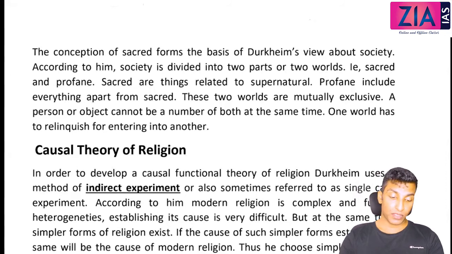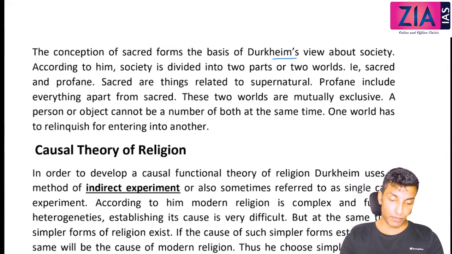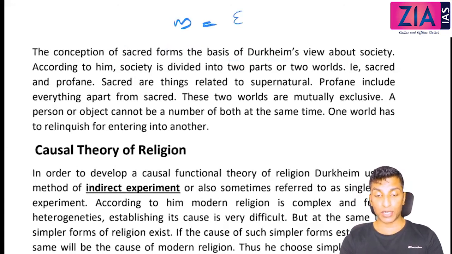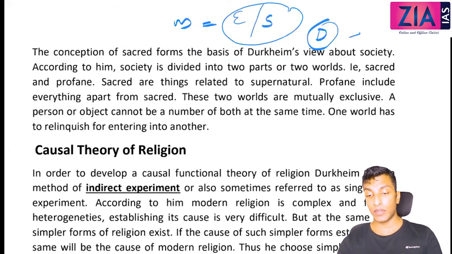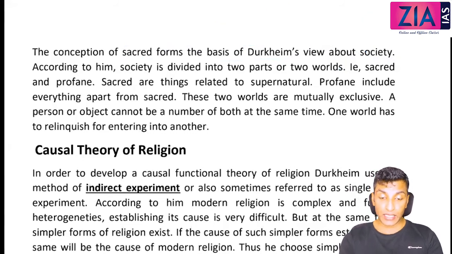The conception of sacred and profane forms the basis of Durkheim's view about society. For example, when we discussed Marx, we discussed in terms of economic infrastructure and superstructure. When we discuss Durkheim, we talk of society in terms of sacred and profane. Those which are supernatural are sacred, and those which are not part of the sacred are profane. According to him, society is divided into two worlds, sacred and profane. Sacred are things related to the supernatural, and profane includes everything apart from the sacred.